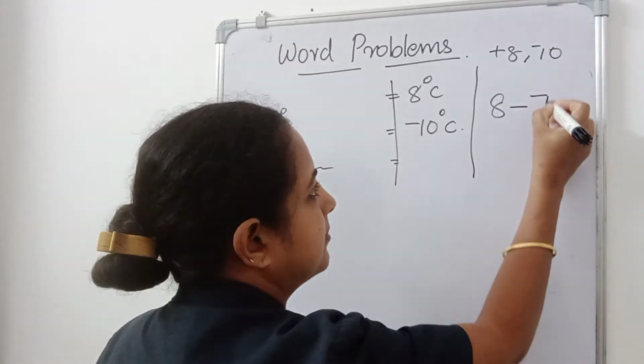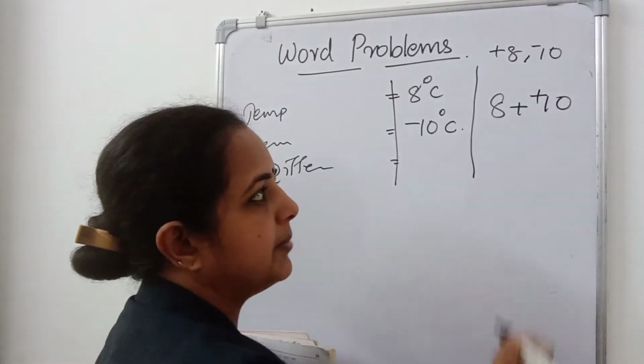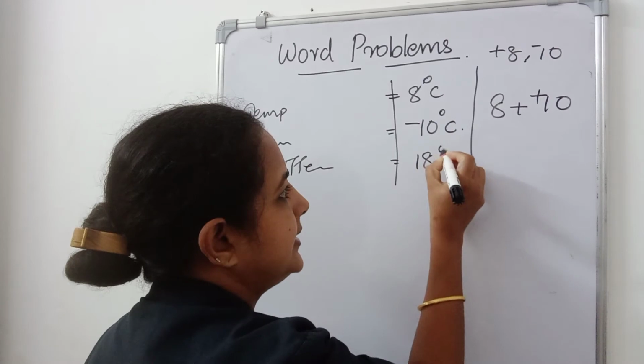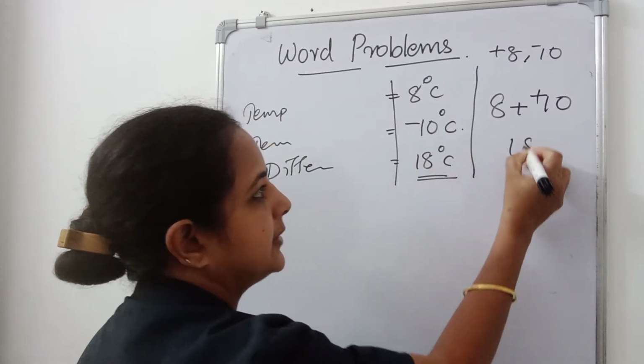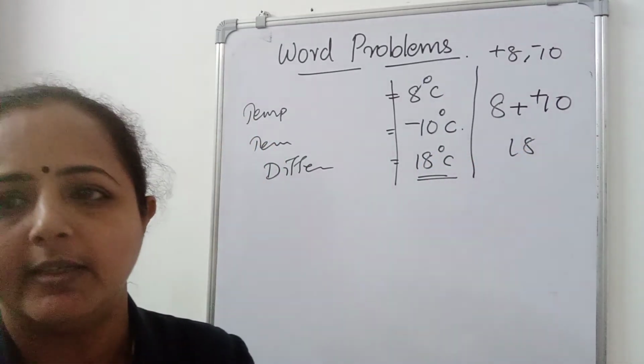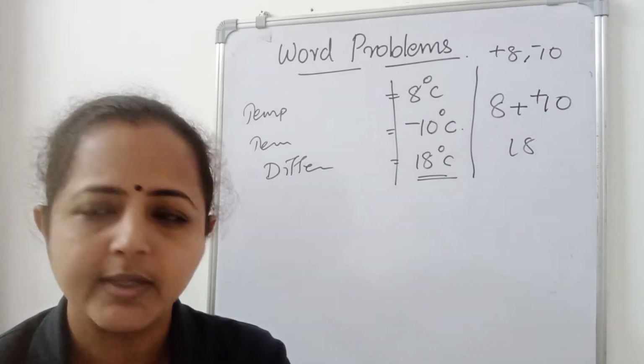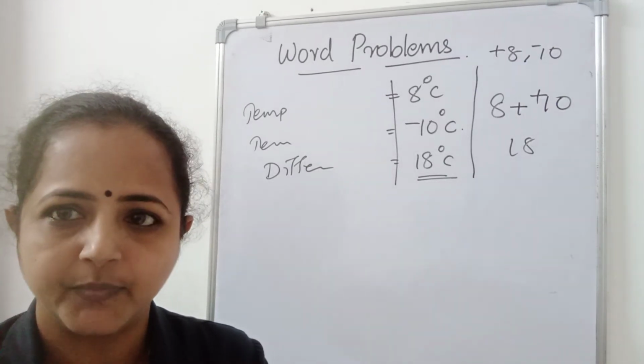8 minus minus 10. 2 minus signs are coming, so it is plus. 8 plus 10 is 18. So it is 18 degrees Celsius. So the difference between these two is 18 degrees Celsius. Okay.